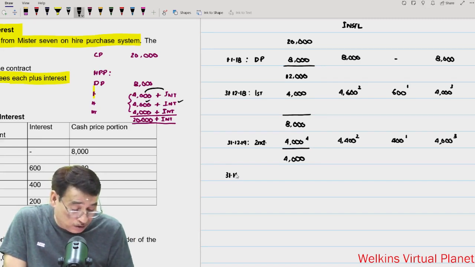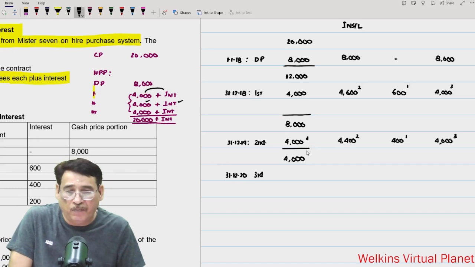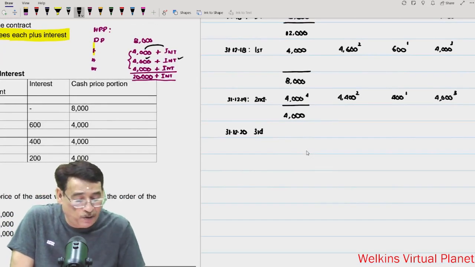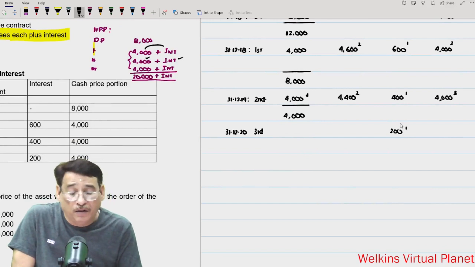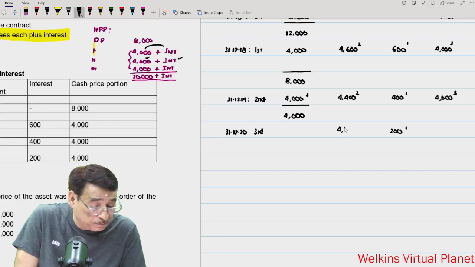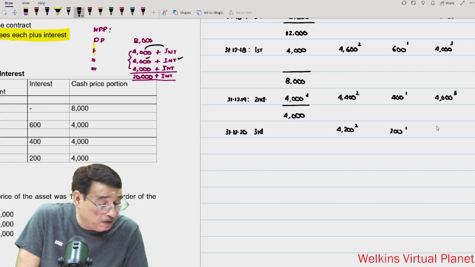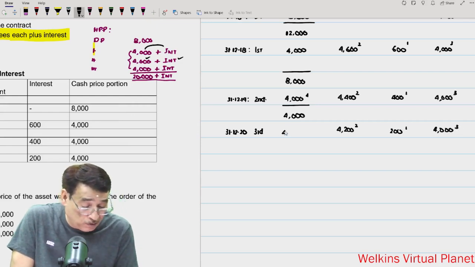31st of 12, 2020. Third installment. Again, I will compute the interest. Remember one thing in this method, that is in pure installment case, in the final year also, you will have to compute the interest. Then your installment will be 4,000 plus interest, 4,200. Subtract 200 from 4,200 to get 4,000. And now this will get closed.